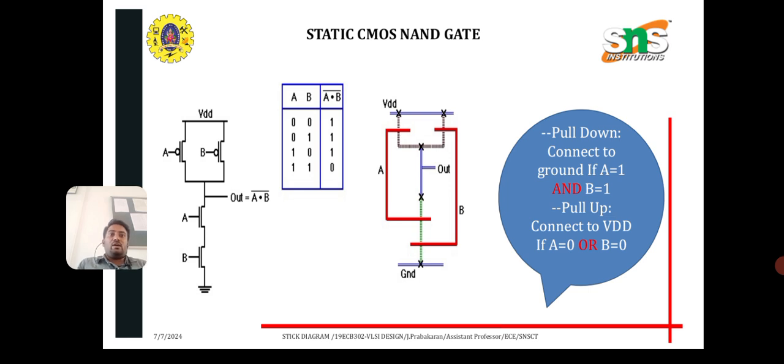Static CMOS NAND gate. You can see the truth table. Pull down, connect to ground if A equal to 1 and B equal to 1, AND operation. Pull up means connect to VDD if A equal to 0 or B equal to 0. A static CMOS NAND gate is constructed using a combination of series and parallel connection of NMOS and PMOS transistors to achieve the NAND logic function.